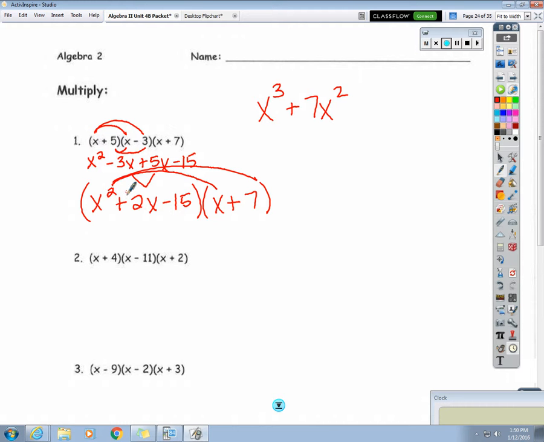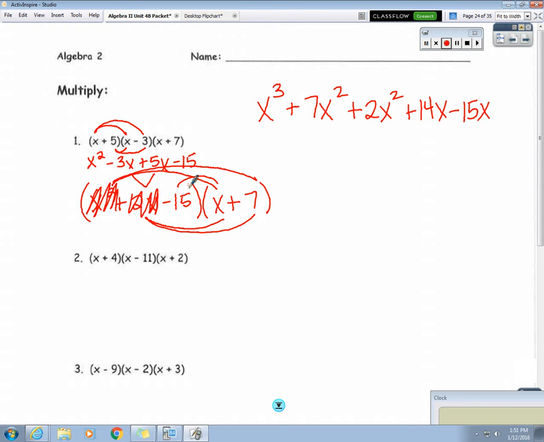Now that we've distributed the x squared times both parts of the binomial, we're done with it. And now we can move on to the 2x. What's 2x times x? 2x squared. What's 2x times 7? Right? And so now we're done with the 2x. Now what do we do? Right, -15 times x is, and then -15 times 7 is, right. So now I'm finished distributing, because I distributed the entire trinomial times the binomial.